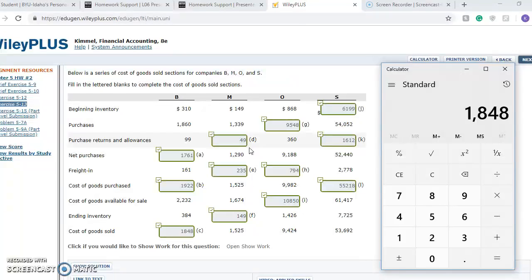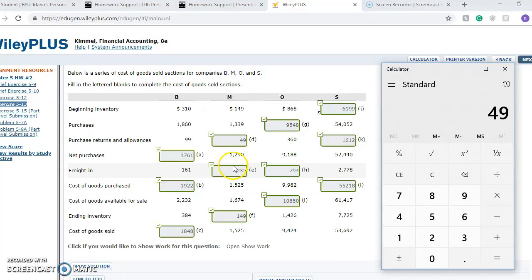So D, we know that if we take purchases and subtract purchase returns and allowances, we're going to get net purchases. However, D is empty, so if you just take the difference of purchases and net purchases, you will get the answer for purchase returns and allowances. To show you what I mean, if we take 1,339 and subtract 1,290, you'll get 49 for your purchase returns and allowances.